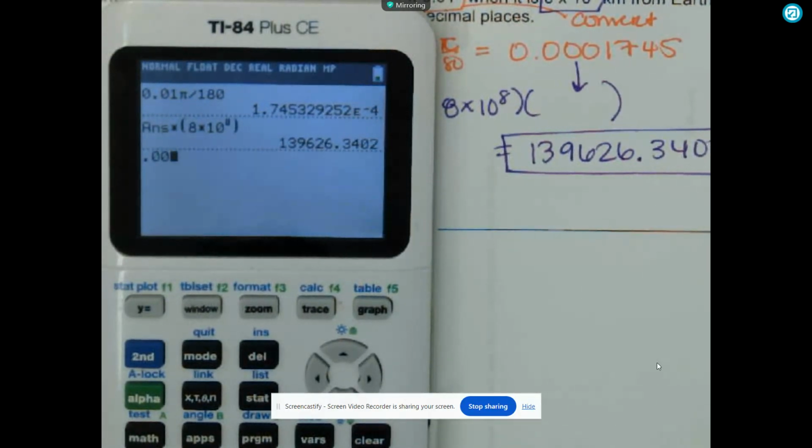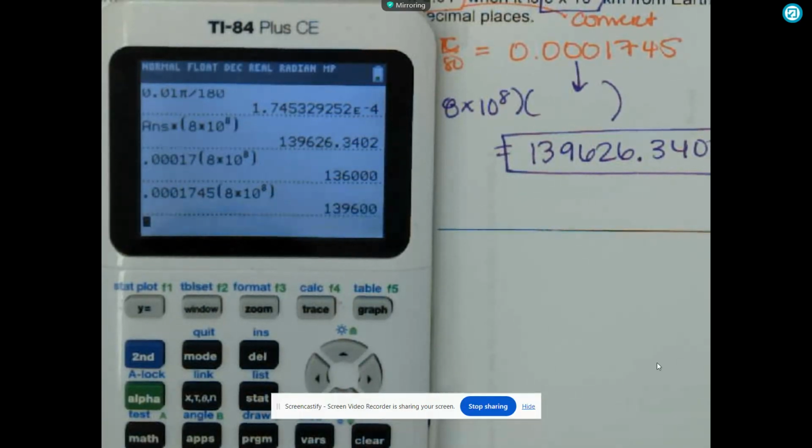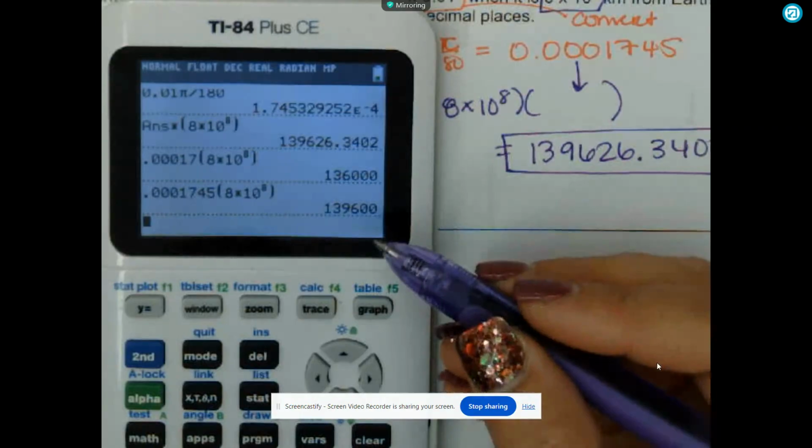So 0.00017 times 8 times 10 to the 8th. Look at that value. Look how much different. That's almost 4,000 different. Okay, if I did 0.0001745 times 8 times 10 to the 8th, that's closer, at least. We're only 26 off there.